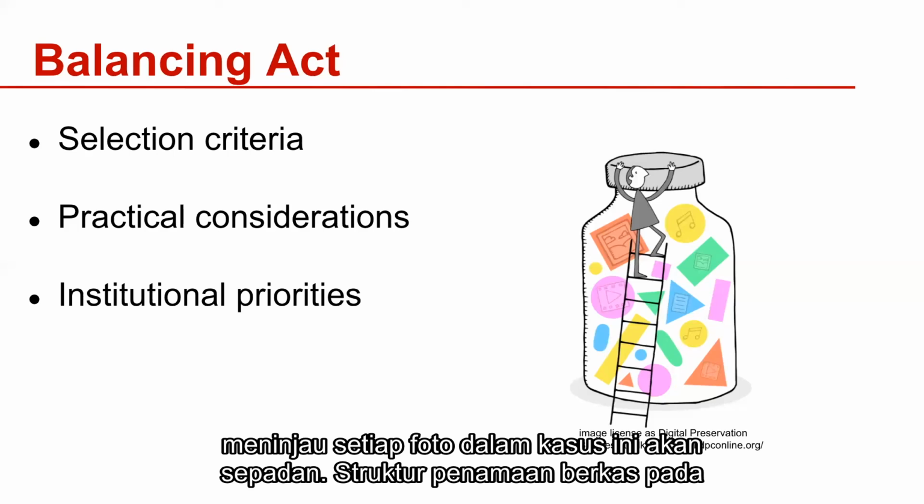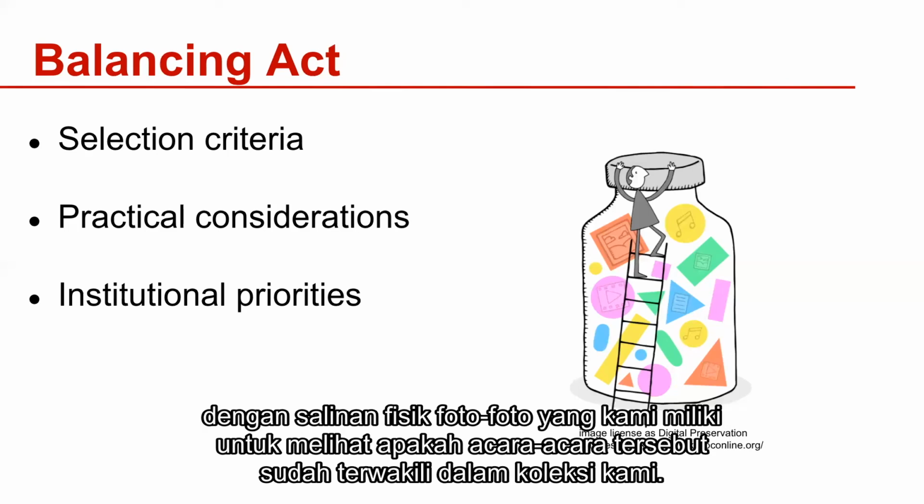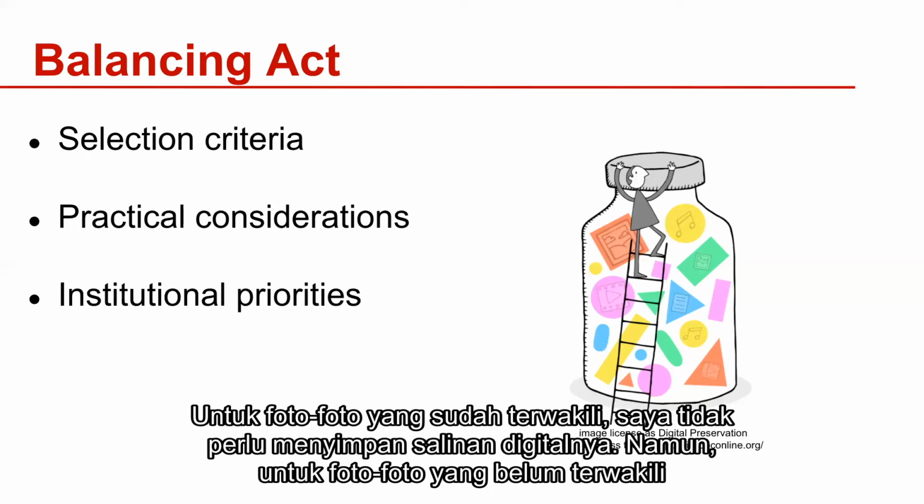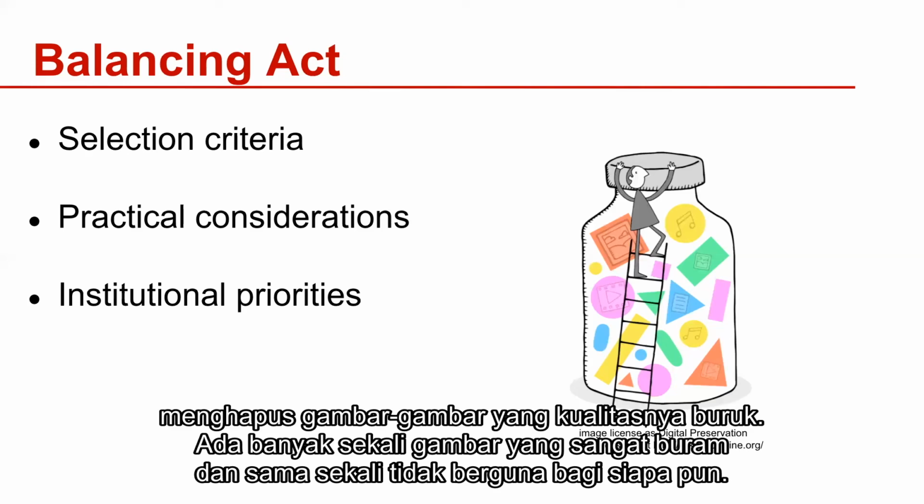In this case, the file naming structure of the folders of the images was a great help. They often listed an event name and a date. So I could compare those to our hard copies of photographs to see if the events were already represented in the collection. For those that were, I didn't have to keep the digital images. For those that were not, I did end up looking at nearly all of the photographs, but I was immediately able to delete poor quality images. There were a lot of really blurry images that were of use to nobody.